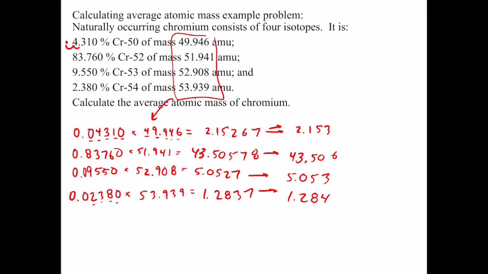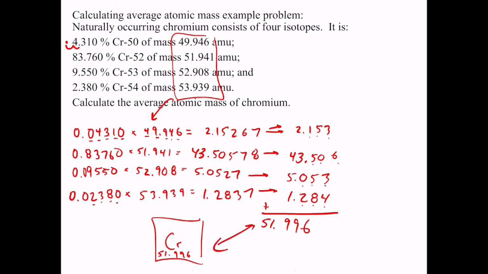Now that we rounded them all to the correct number of sig figs, we're going to add them all. When you're adding, the rule with sig figs is you go to the least number of decimal places. These all have 3, so our answer is going to have 3 decimal places. And our answer when we add them up is 51.996. If you were to look on the periodic table for chromium, the number underneath it would be 51.996, or pretty close to this.